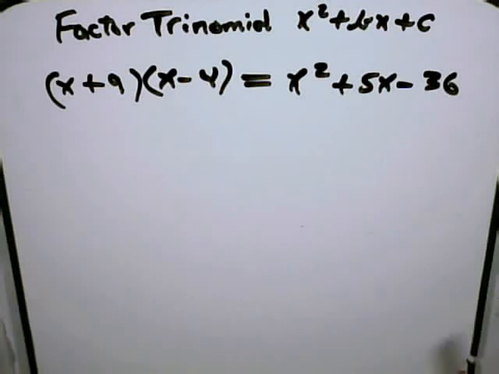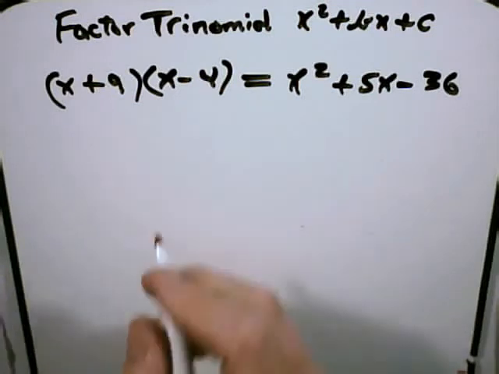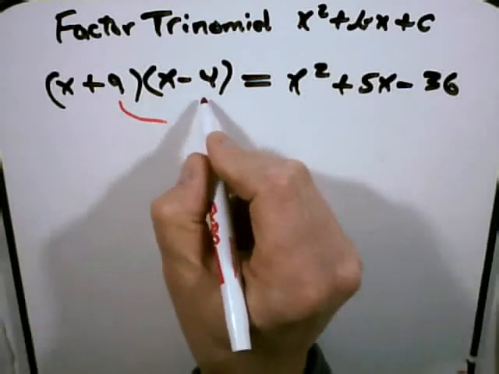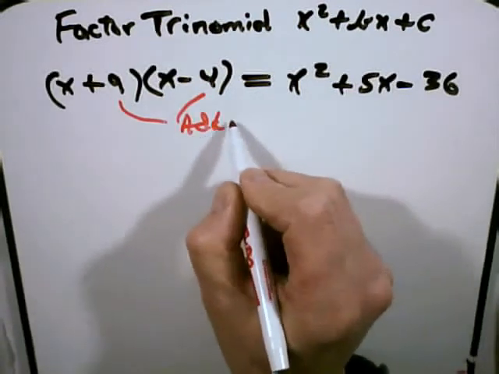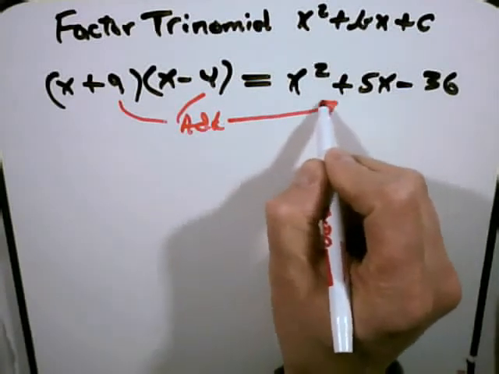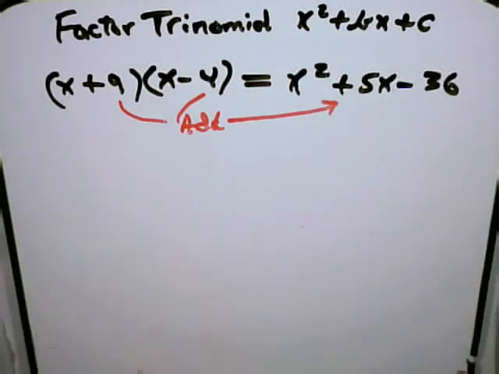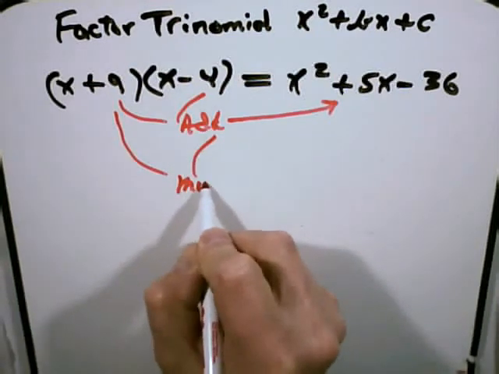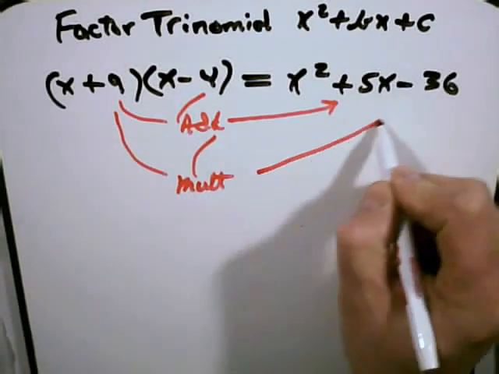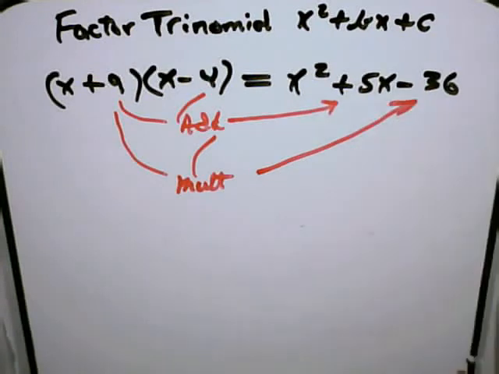Now let's take a look and see what happened there. It turns out that if we add the 9 and the negative 4 together, look what happens. They come to be the positive 5, don't they? And if we take that 9 and negative 4, and this time we multiply them together, they come out to be this negative 36. So that's the technique that we're going to be using.